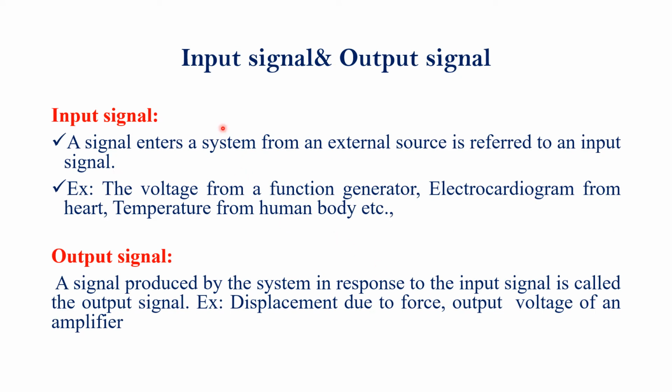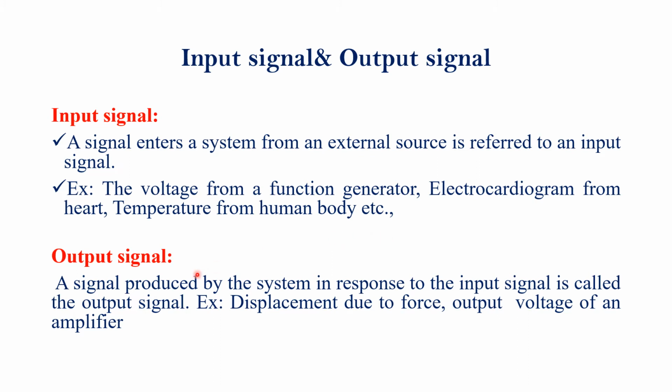Next, we are going to see what is an input signal and what is an output signal. Input signal: a signal that enters the system from an external source is referred to as an input signal. Example, the voltage from a function generator, electrocardiogram from the heart, temperature from the human body, etc.